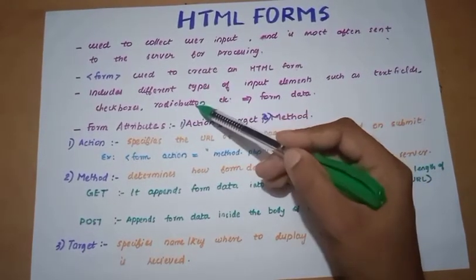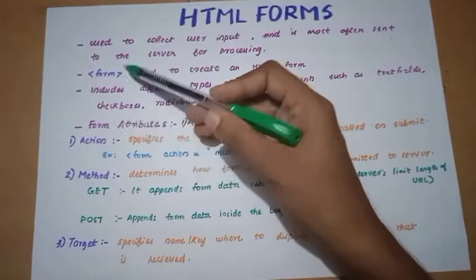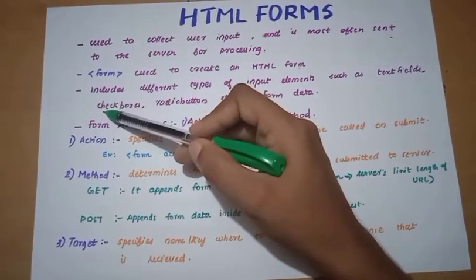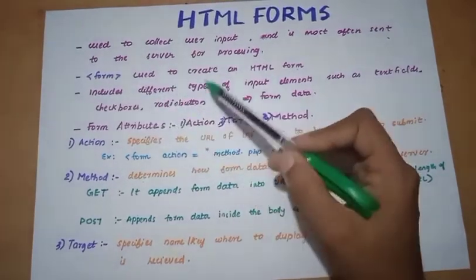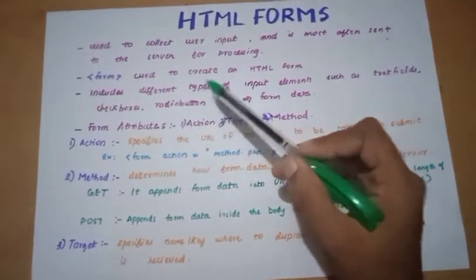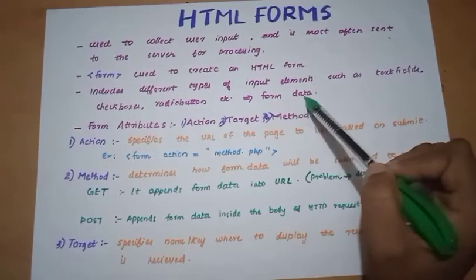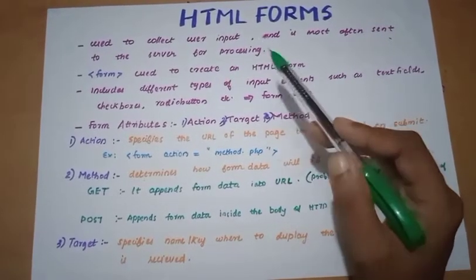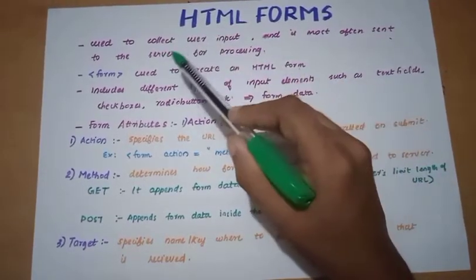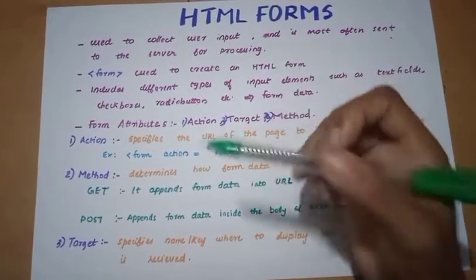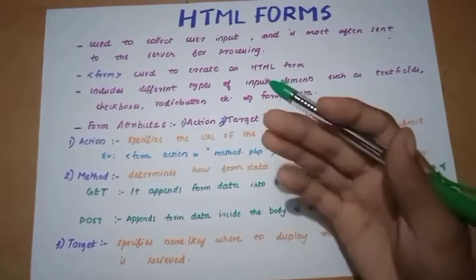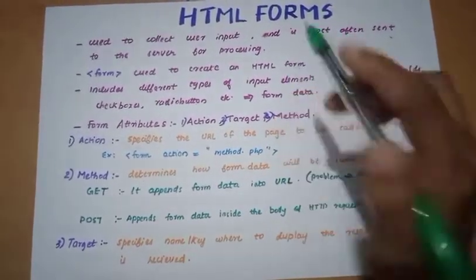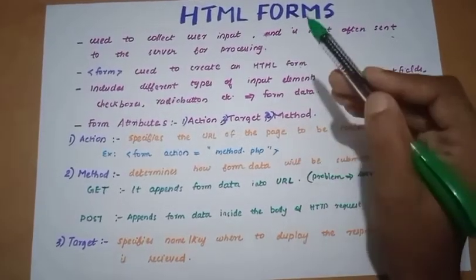So everything inside the form tags, that means this is the form starting tag and there will also be a closing tag. In between, everything we write inside the tags will be called the form data. So this is the basic concept of form. Form is used to collect the user input. We normally use forms for getting data from the users who want to fill them.